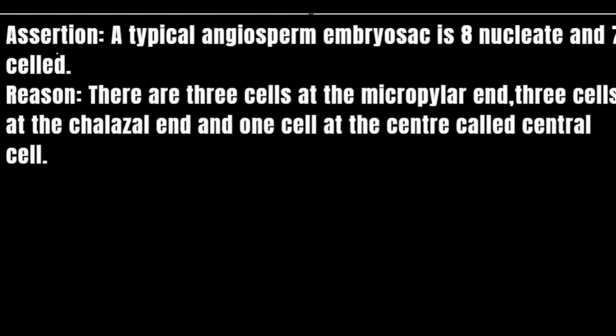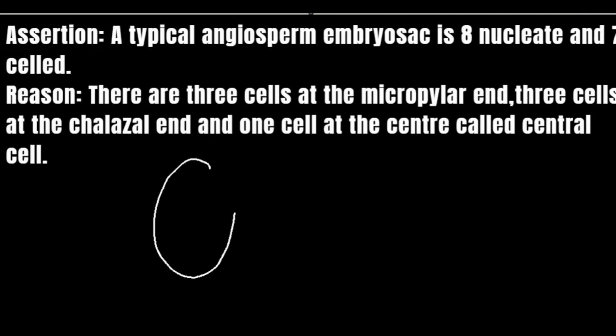Now this is an assertion reason question. Assertion: a typical angiosperm embryo sac is 8 nucleate and 7 celled. Reason: there are 3 cells at the micropylar end, 3 cells at the chalazal end, and 1 cell at the center called central cell. We'll see whether it's correct.